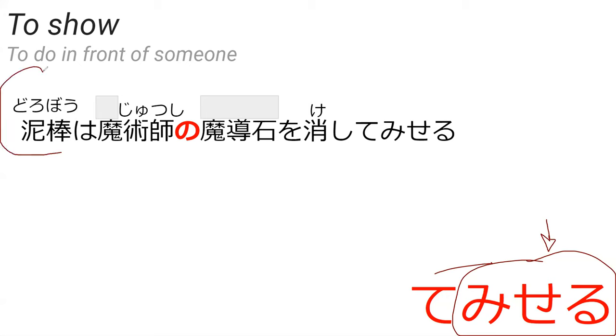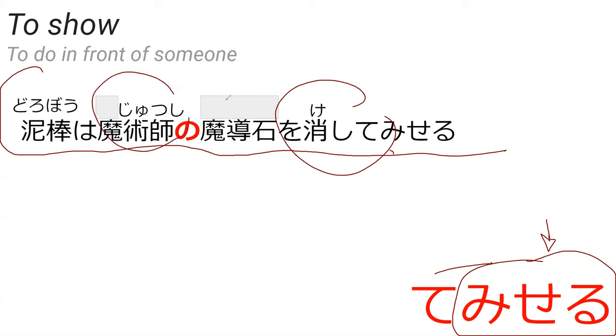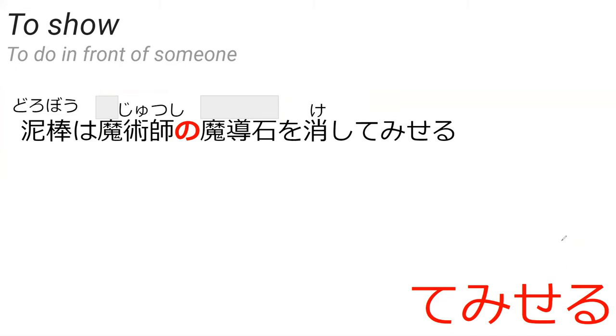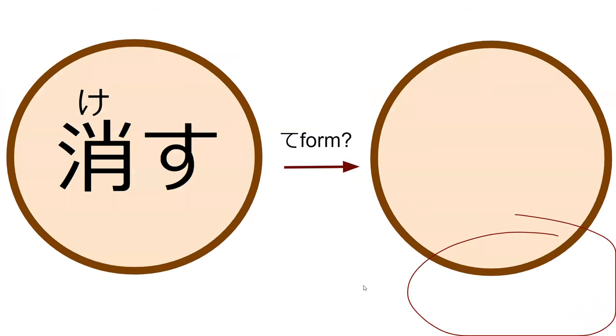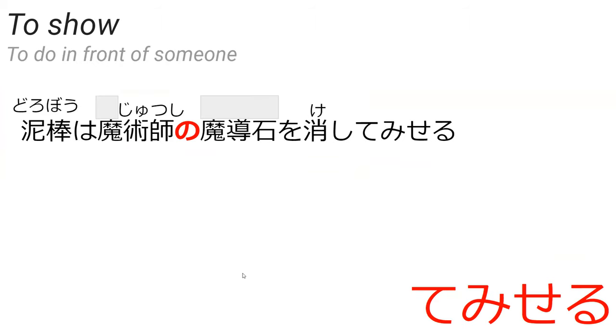So dorobo wa majutsushi no mado seki o keshite miseru means a thief can show somebody, we don't know who in this context, the disappearing of a magician's magical stone. That's kind of what they're saying. So it's a bad sentence, but that's what miseru is used for. A thief can show someone the disappearing of a stone. Yes. Of a magical stone. Yeah, so this is a weird sentence.